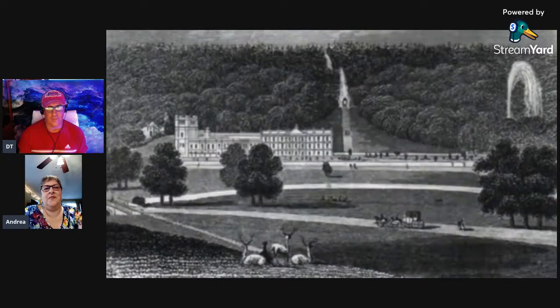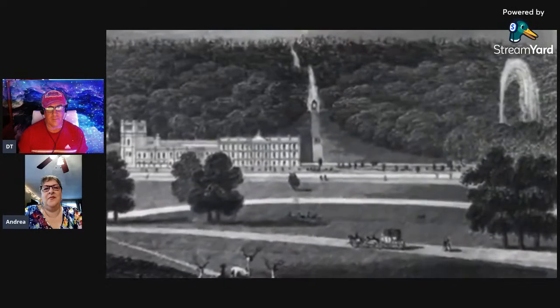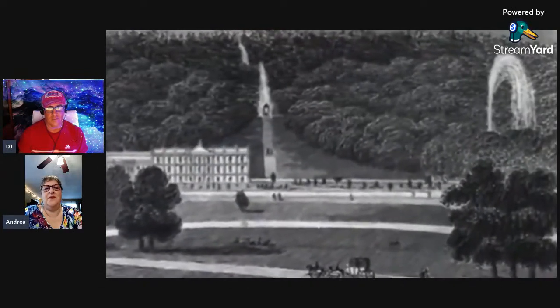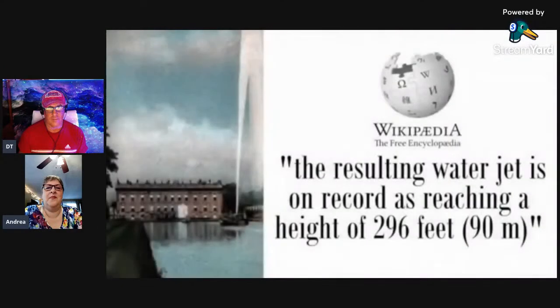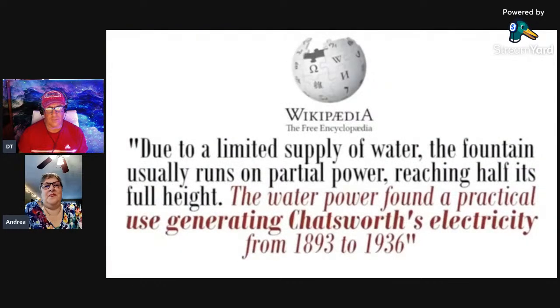For instance, the fountain here looks wildly out of proportion. Did it used to jet water more powerfully? And some would claim artistic exaggeration. But if you dig a little deeper, you come to learn that the original Emperor fountain, constructed in 1843, was able to jet water at a height of 296 feet. What? How? This is the 19th century we're talking about. And like I said, they cannot help themselves. Even Wikipedia states that the water power of the fountain found a practical use in generating Chatsworth's electricity.